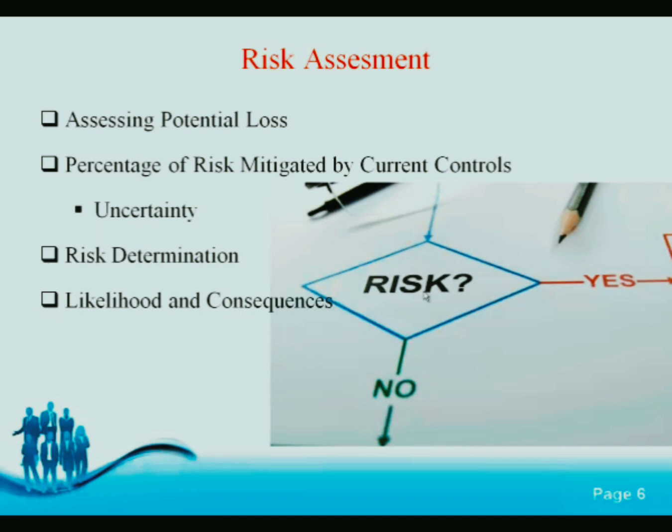Asset B has a value of 100 and has two vulnerabilities, with a likelihood of 0.5 with a current control that addresses 50% of its risk. Vulnerability number 3 has a likelihood of 0.1 with no current control. The assumption and data are 80% correct. So this is an example of risk assessment.